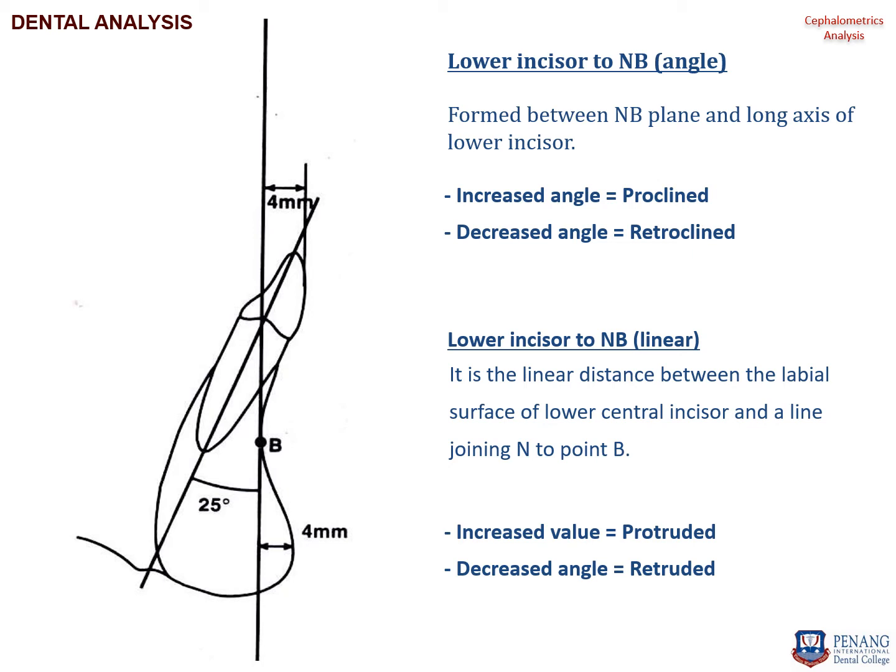The next measurement, lower incisor to NB linear, is the distance between the labial surface of the lower incisor and a line joining nasion to point B. Again here, an increased value of beyond 4 millimeters will reveal that the tooth is protruded, whereas a decreased value will reveal the tooth to be retruded.